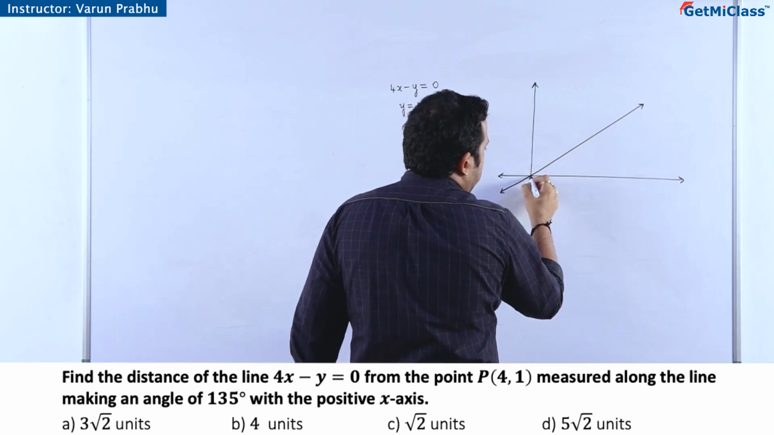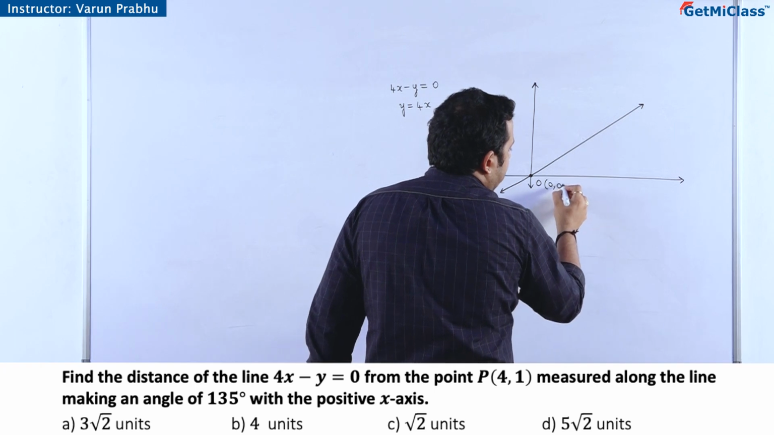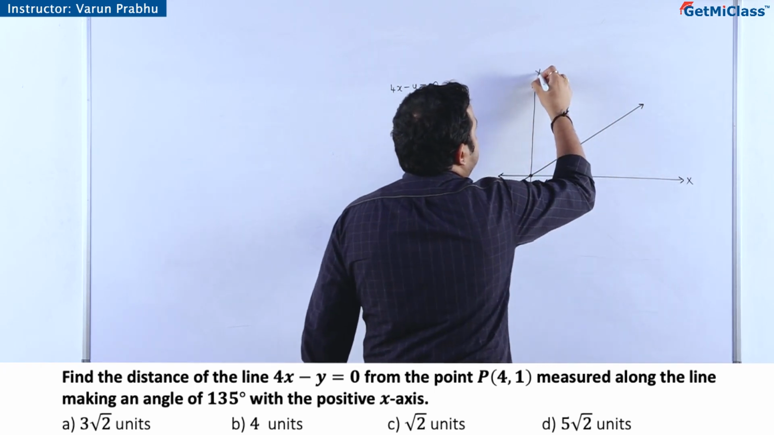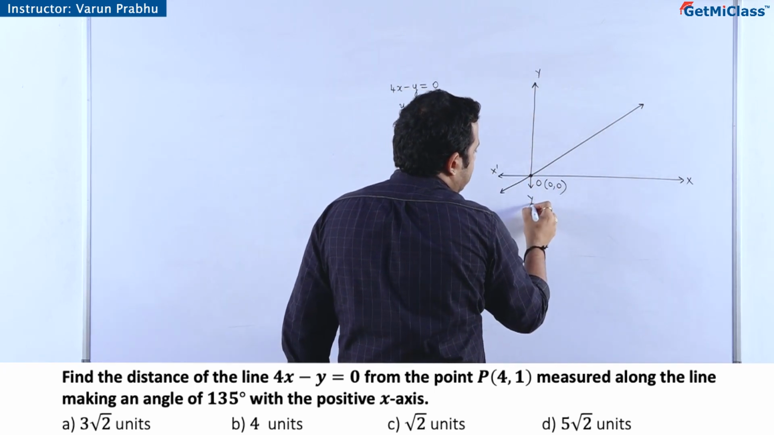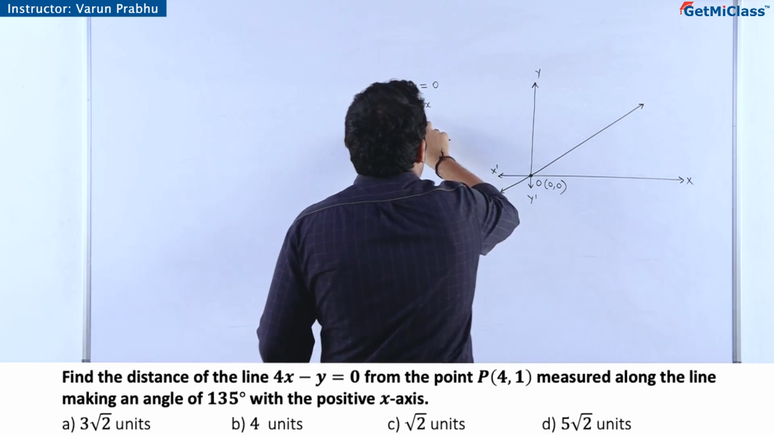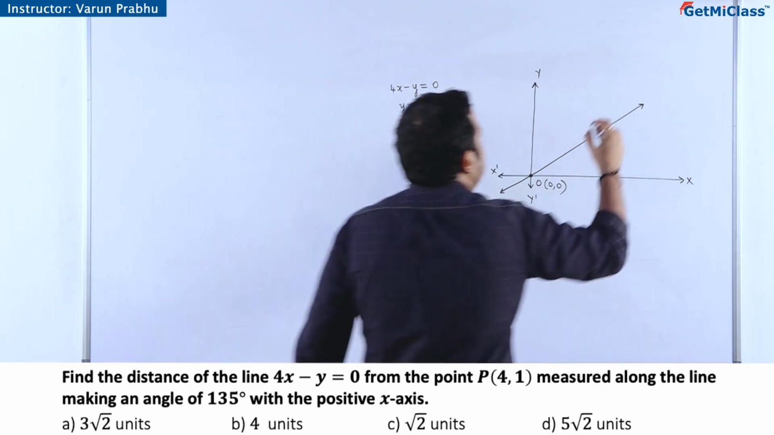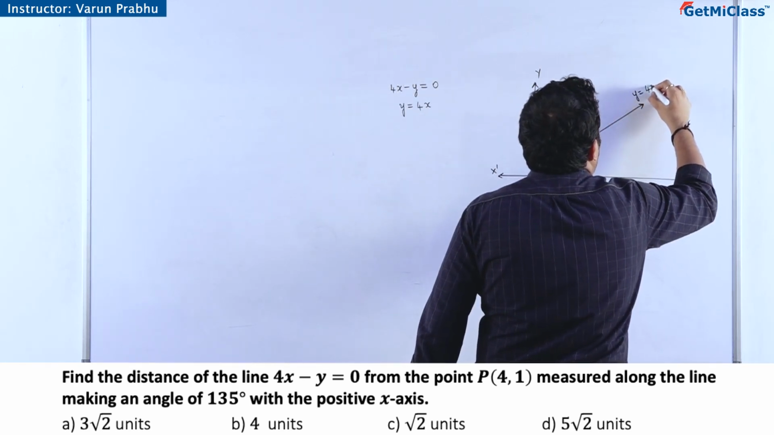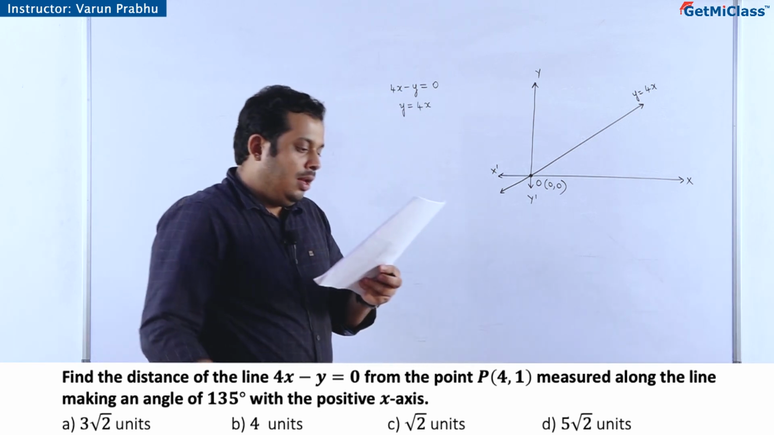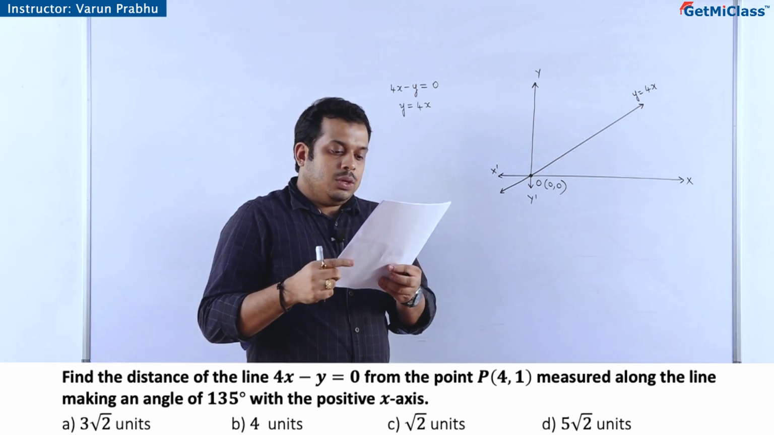Y is equal to 4x is a straight line which will definitely pass through the origin. So this is nothing but the origin O (0, 0). This is the x-axis, this is the y-axis, this is the negative x-axis, negative y-axis. Y is equal to 4x is this line.